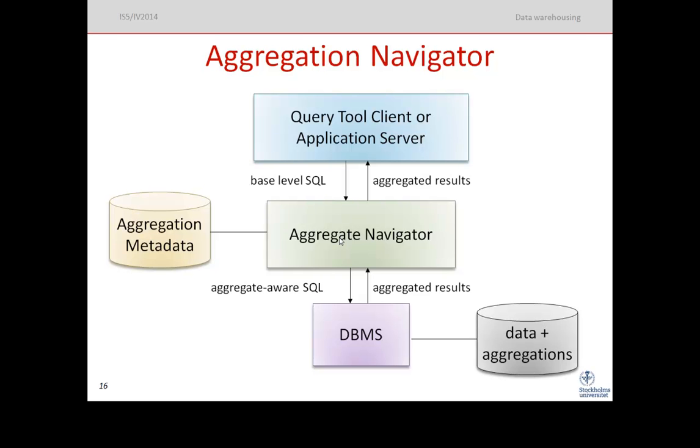Instead, we let an automated aggregation navigator keep track of this. So we have the query tool client or the application server, and then they put in base level SQL statements. They translate the user query to base level SQL, and the aggregate navigator looks into the aggregation metadata and then writes aggregate aware SQL and says, okay, go to the subcategory fact table for this. And the database management system then does that and does the table scans on the subcategory fact table, for instance, and the aggregated results are given back to the aggregate navigator, and the aggregate navigator passes this on to the query tool client. So without the user knowing it, we have used our aggregated tables.